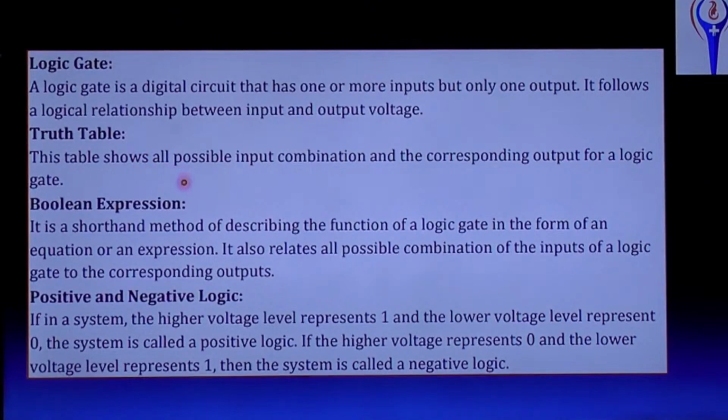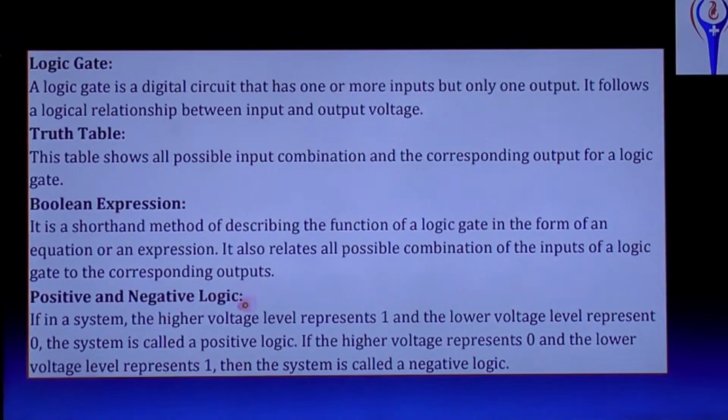Truth table. A truth table shows all possible input combinations and the corresponding output for a logic gate. Boolean expression is a shorthand method of describing the function of a logic gate in the form of an equation or expression or formula. It also relates all possible combinations of inputs of a logic gate to the corresponding outputs.